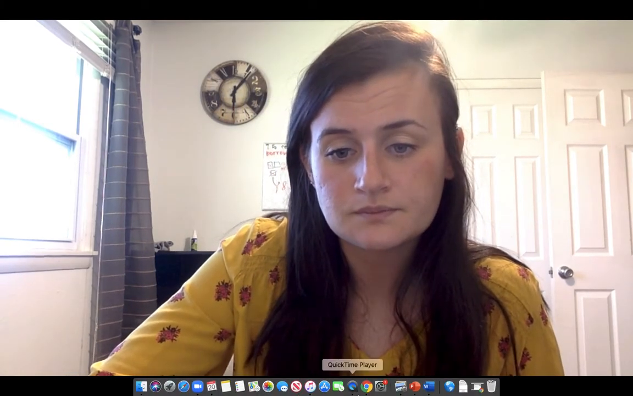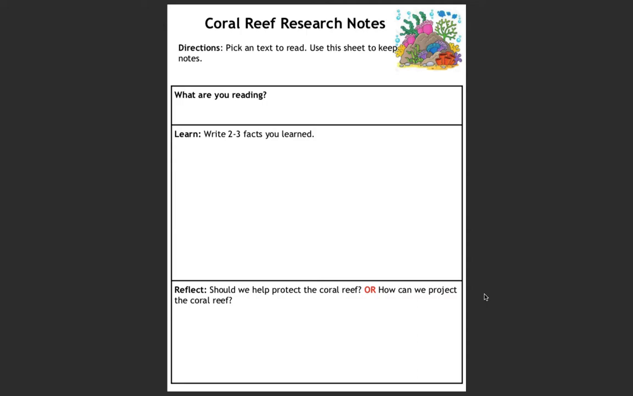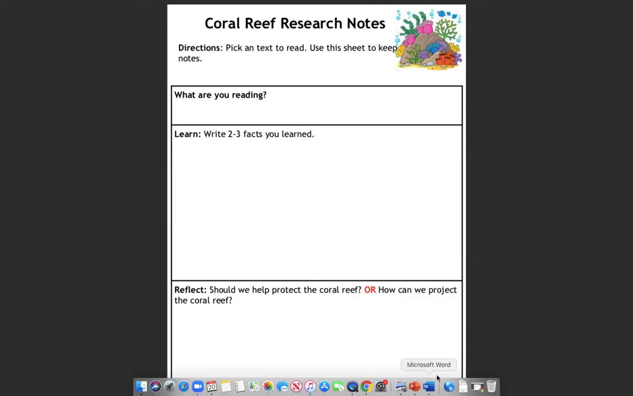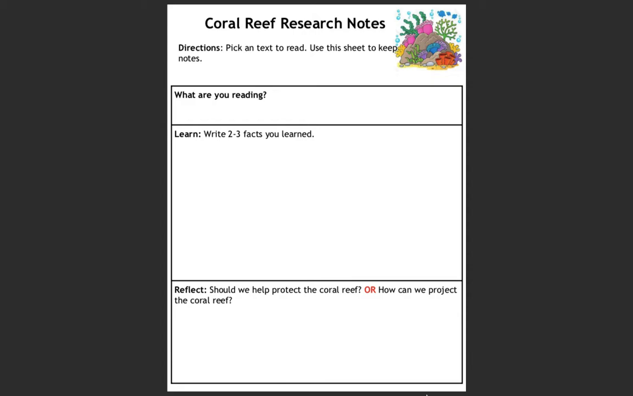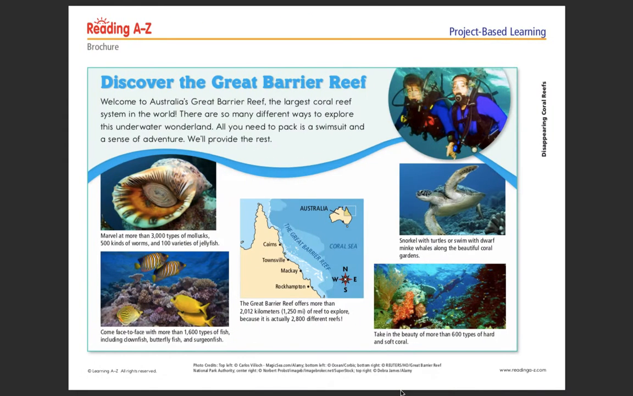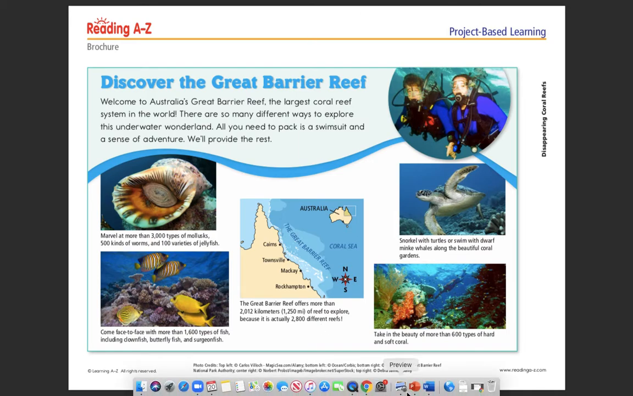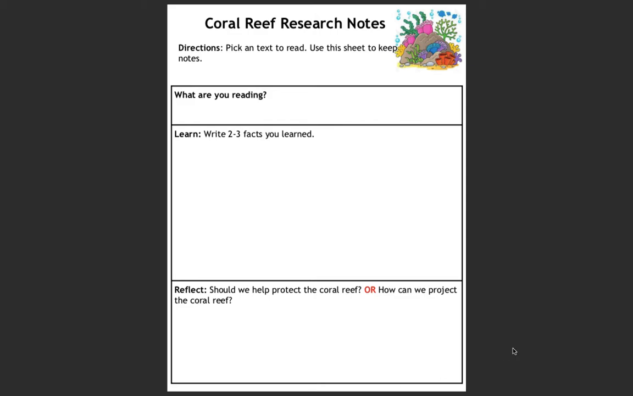When you are picking that one and you're reading it, you are going to follow along with my research note sheet in order to document all the things you are learning. So, I'm going to show you how to do this with a piece of text that I picked. So, I am going to be reading, this is the note sheet if you're wondering. I am going to be reading this brochure to show you how to do this. Let's go back and just look at this a little bit so you know what's coming.